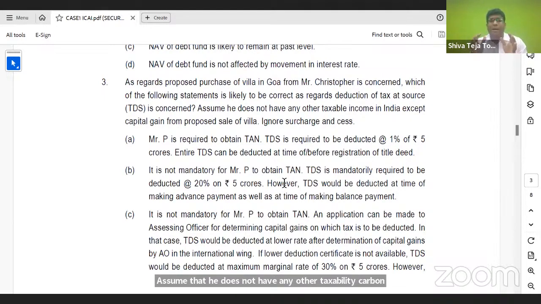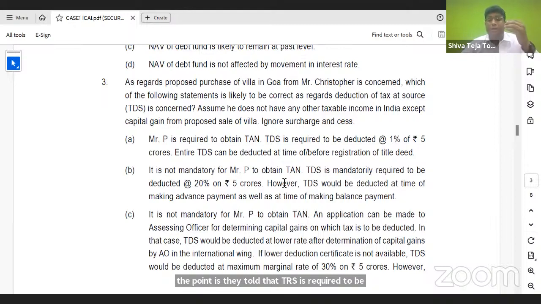So whenever a question like this comes, where you need to choose which statement is correct, you need to look at your options, understand which one is not correct, then eliminate that and choose the right option. So let's look at the first one. Mr. P is required to obtain TAN. That is, the P is nothing but the buyer. He is required to obtain TAN. That is absolutely true. But the point is, they told that TDS is required to be deducted at 1%. That is absolutely not correct.